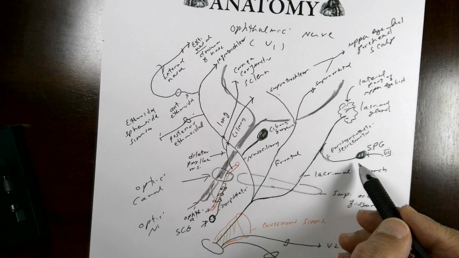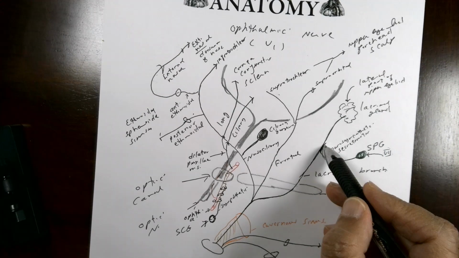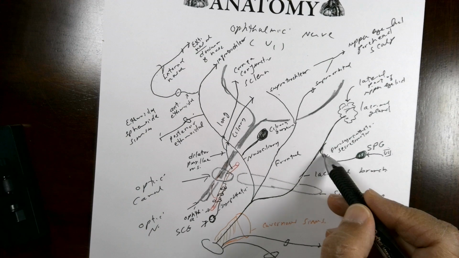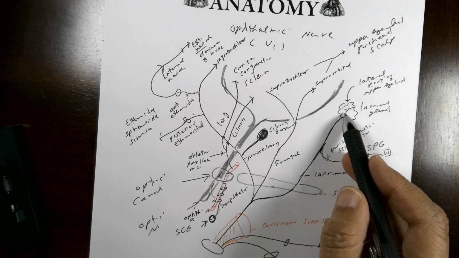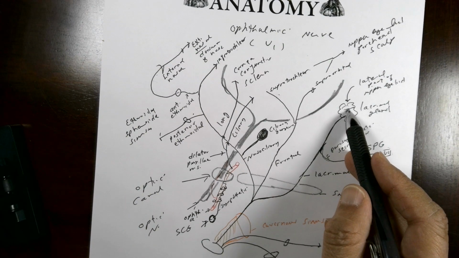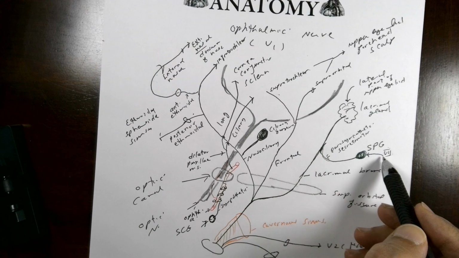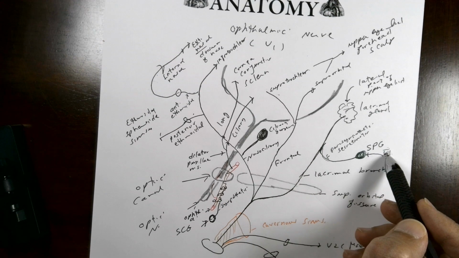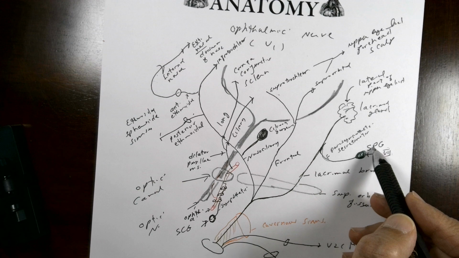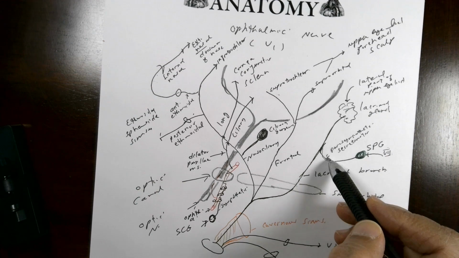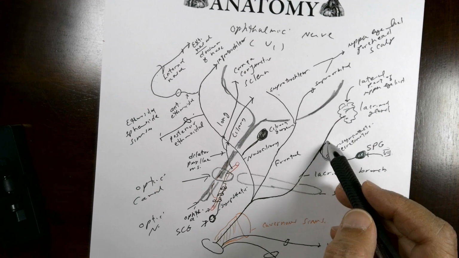The second function is that it conveys parasympathetic fibers to the lacrimal gland. What is the origin of these parasympathetic fibers? They come from the facial nerve and stop in the sphenopalatine ganglion, and from there continue to the lacrimal nerve.